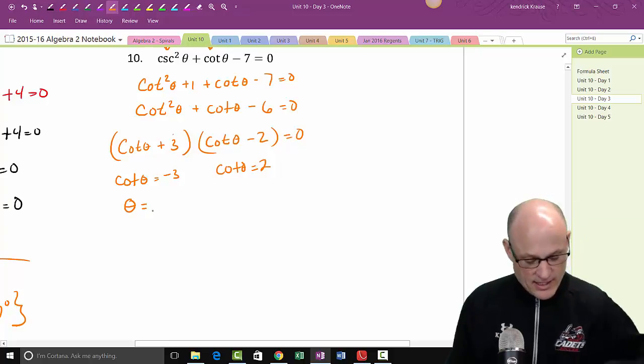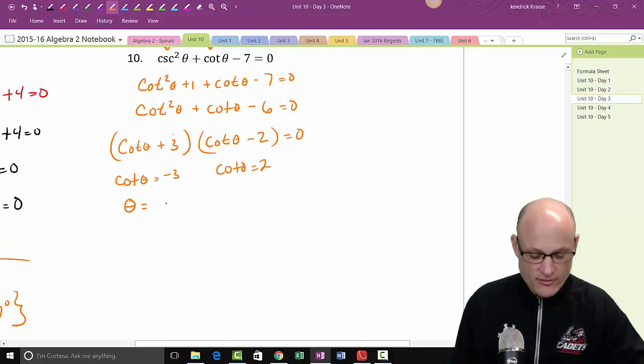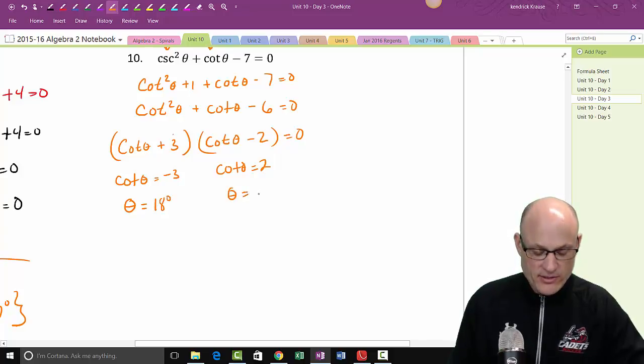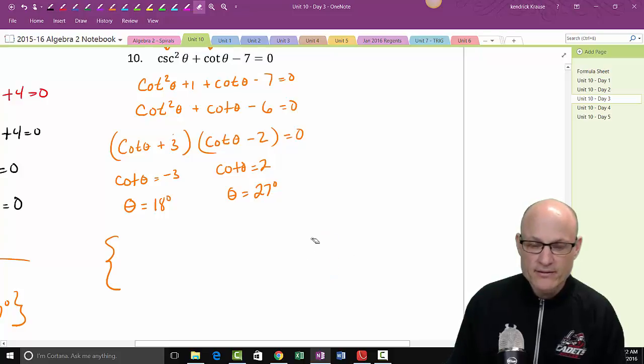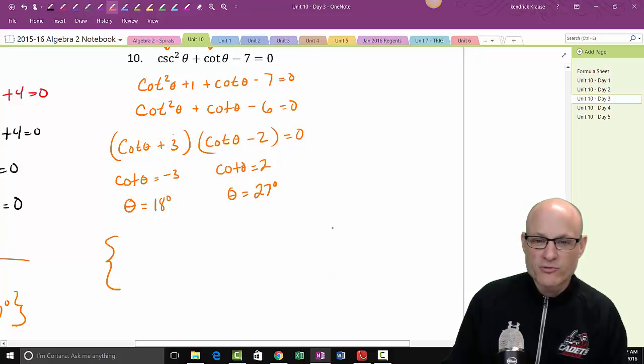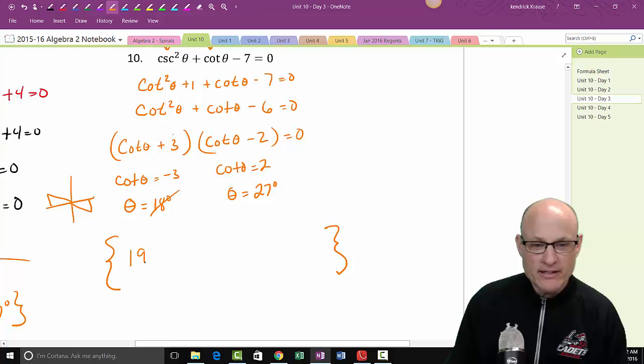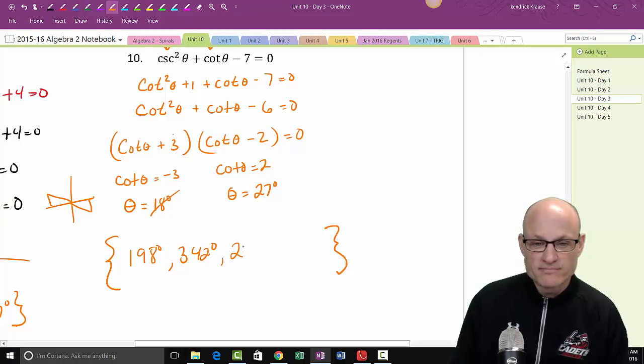So if I look back, cotangent equals negative 3, that's at 18 degrees. And this one would give me theta is equal to 27 degrees. All right, we're almost done. Got 4 answers. Pretty good with the left side. The right side's a little struggling. All right. We don't keep this one. Let's see. Tangent is negative in the third and fourth. So we do 180 plus 18, 198. 360 minus 18, 342. We are going to keep the 27.